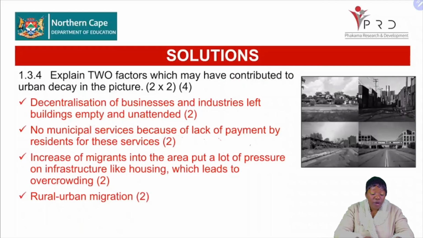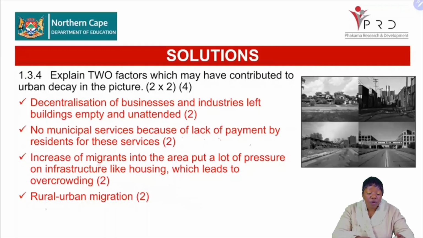Then we're looking at the increase of migrants into the area. It puts a lot of pressure on the infrastructure. So we're talking about the people who are coming especially from other countries. So in the infrastructure, like your housing, remember housing is also infrastructure. We're not only talking about the roads, the buildings are also infrastructure. And it will also lead to overcrowding.